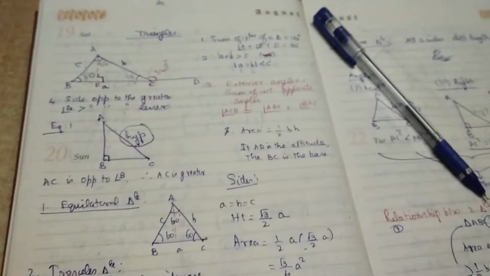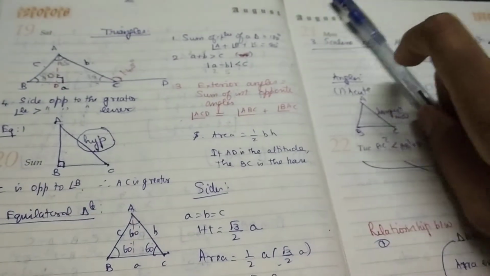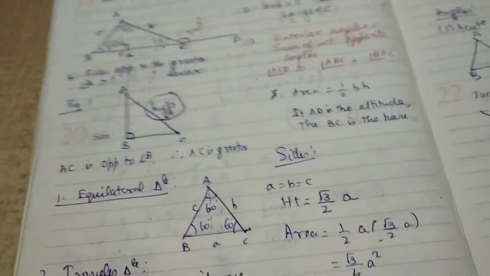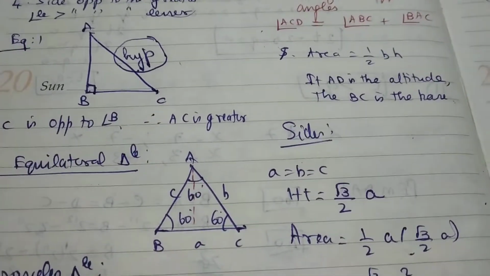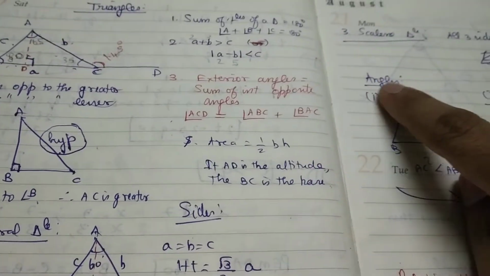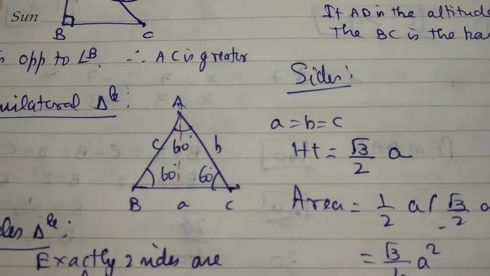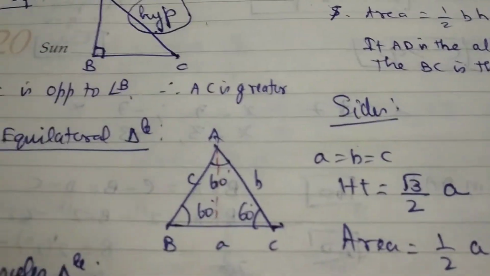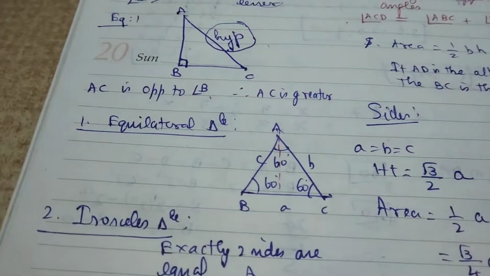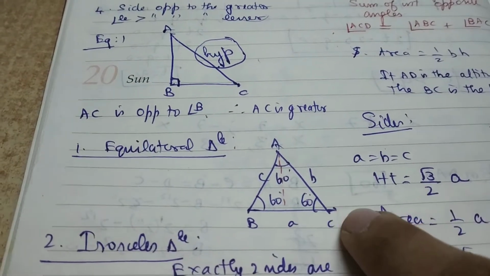Now we have to classify the triangles. So this classification of triangles can be done based on sides and angles. First, let us classify the triangles based on the sides. Okay, the first classification will be equilateral triangle. In an equilateral triangle, as you know already, the three sides of the triangle will be equal.